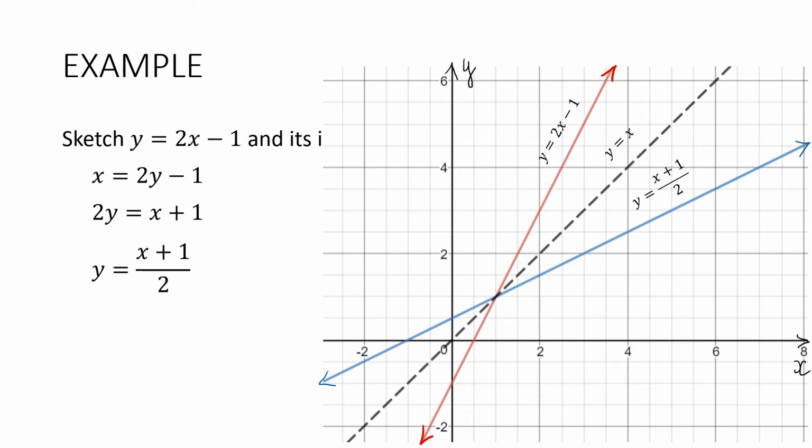Now when we sketch them, have a look. Here is our original function, y is equal to 2x take away 1. Here's the inverse function, y is equal to (x plus 1) over 2. And you can see how it's reflected over the line y is equal to x.